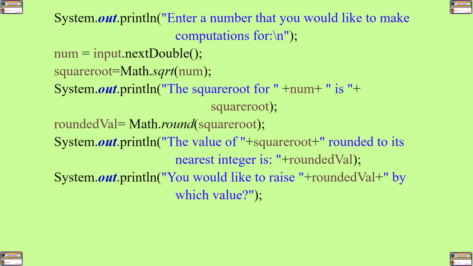So if you want to raise the rounded value to a certain figure, for example, 2.0 raised to 4, then you can enter that value 4. After this statement is displayed, you can type 4. Now, that value 4 is supposed to be of type integer. So it will be read by the method for reading integer, which is nextInt, through the object called input. So that value will be read and stored in the memory location called raisingVal.